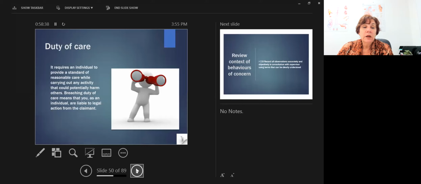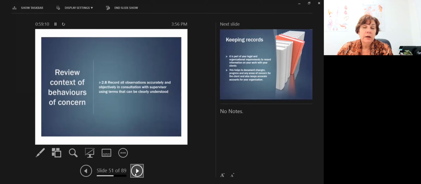And it is our duty of care to provide the standard of reasonable care while carrying out activities that could potentially harm others. Breaching the duty of care means that you as an individual are legally liable to action from the claimant. And one of my students today mentioned that it is actually against the law. It can be a criminal offence if you do not give somebody decent care, if you neglect them in such a way that it brings harm to them. So we can land up in a court of law if we don't care for people properly.